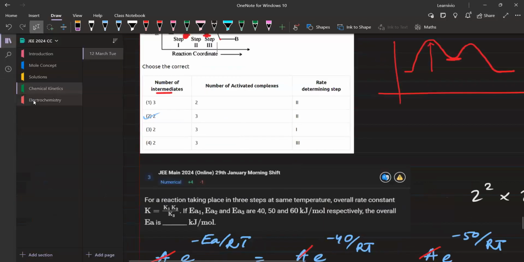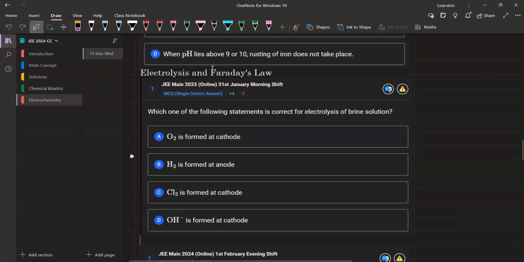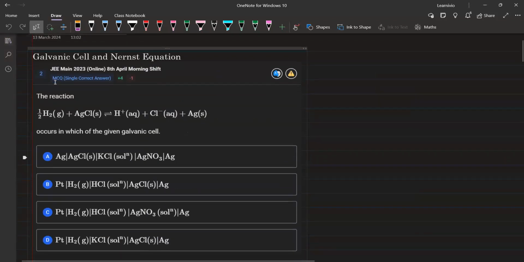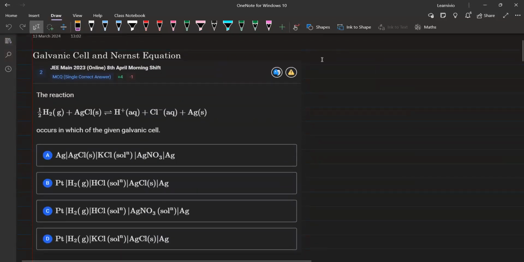We'll do a bit of electrochemistry, and then tomorrow we will be finishing electrochemistry. Okay. So without any theory, I think you can start. Wherever theory is required, I will be putting it here. So galvanic cell and rust equation, first topic. So there is an equation that is given to you guys. Now they're asking the representation.